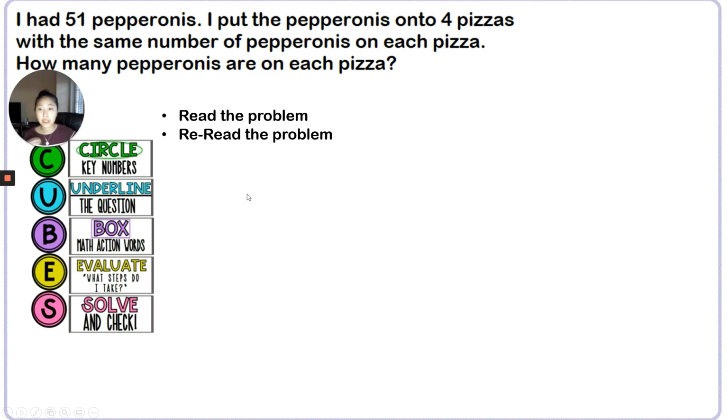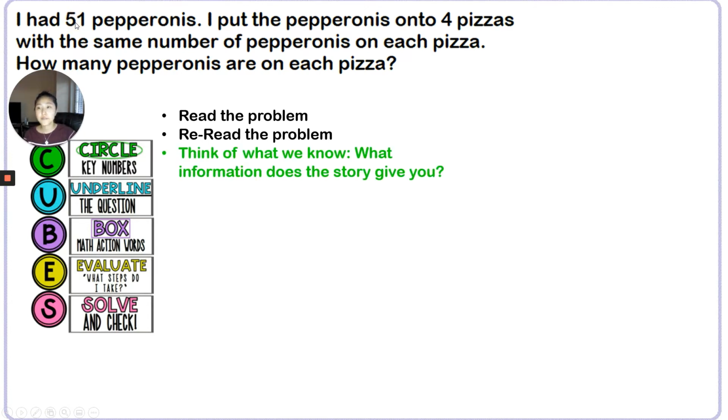We're going to be circling, underlining, and boxing. Circling, we're going to circle the key numbers and the units. So I had right here 51 pepperonis. I see that right there. I'm taking my pen, circling that part right there. And I put the pepperonis onto, I see a number, but this is a different unit. So that's not pepperonis, but there's only 4 pizzas.